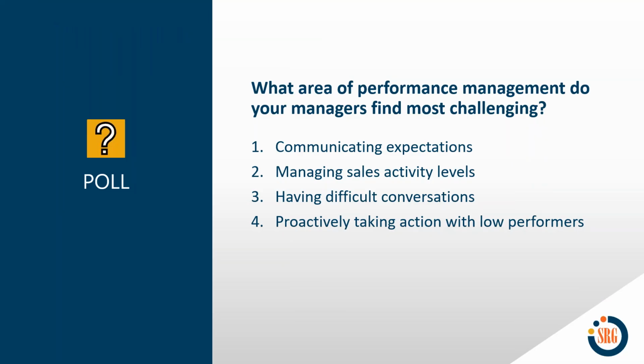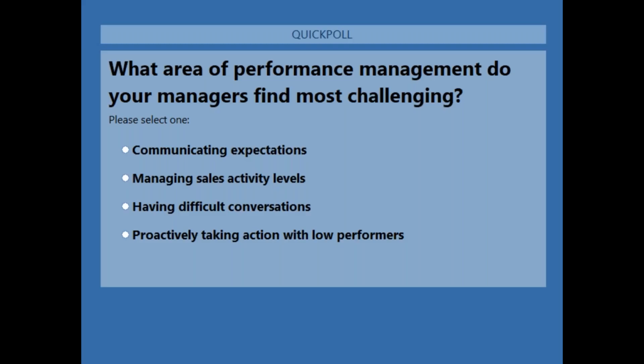And so, again, I'd like to lean on Alonzo a little bit here just to bring up a poll question. What we'd like to understand from our participants is, when you think about performance management challenges, which of these four really stand out in your mind? Is it that managers haven't clearly communicated expectations, they're not doing a great job of managing sales activity levels, they avoid having difficult conversations, or they don't take action with low performers soon enough? It'll be interesting because all of these are key aspects of performance management, and we've gotten different answers from different groups of participants in the past. So we'll leave that open.